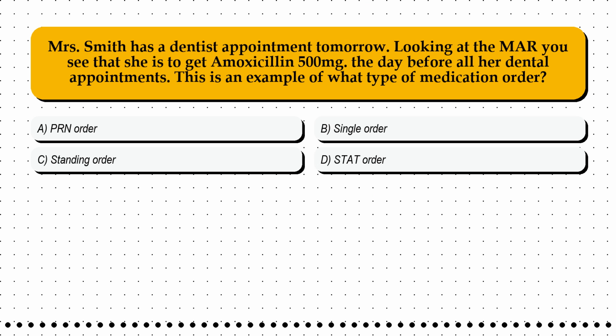Question 333. Mrs. Smith has a dentist appointment tomorrow. Looking at the MAR, you see that she is to get amoxicillin 500 mg the day before all her dental appointments. This is an example of what type of medication order? Option A. PRN order. Option B. Single order. Option C. Standing order. Option D. Stat order.